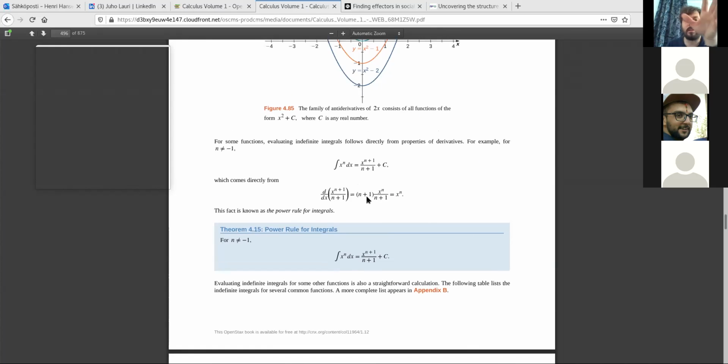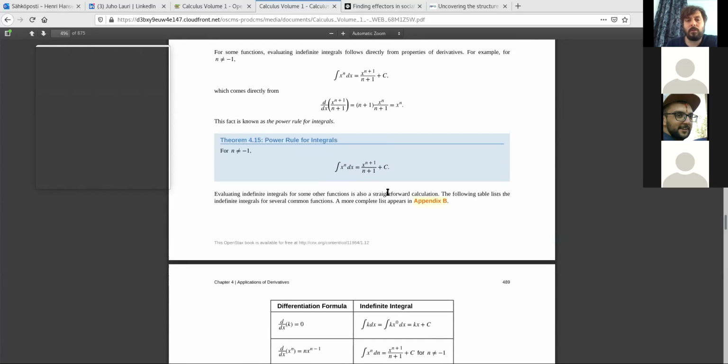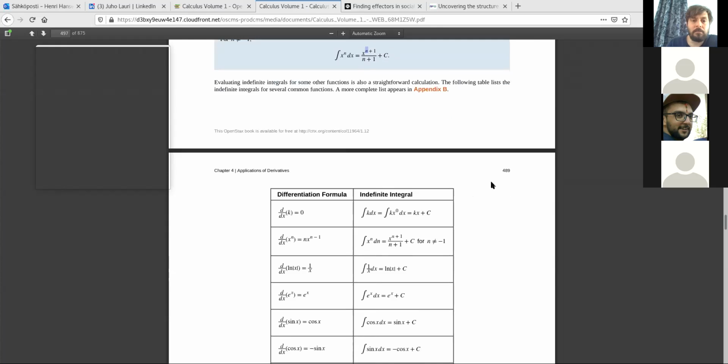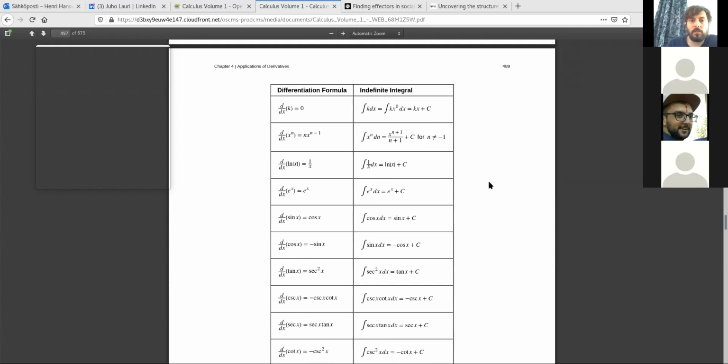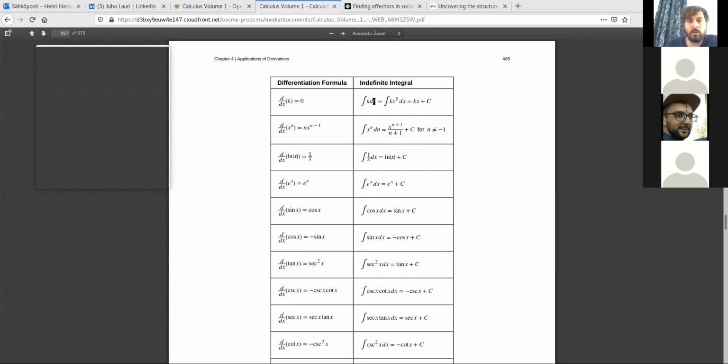But this requires a little bit of thinking, how we find them and so forth. The power rule, we can turn it backwards, right? Because if you find the derivative of x to the n plus 1 over n plus 1, then its derivative is x to the n over n plus 1 times n plus 1, so that becomes x to the n, as long as n is not equal to minus 1. Similarly, we can find all the differentiation formulas and all the indefinite integrals.